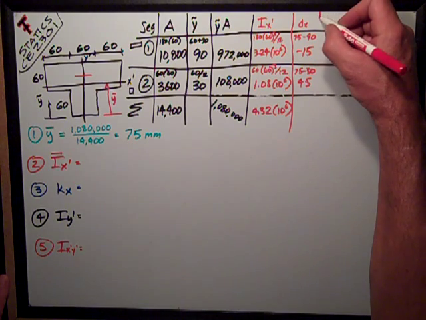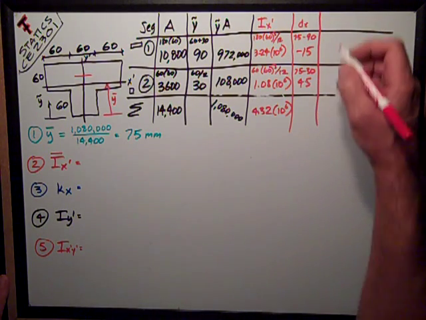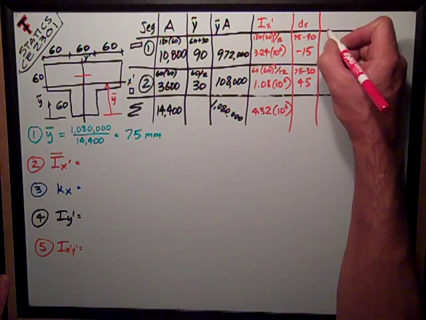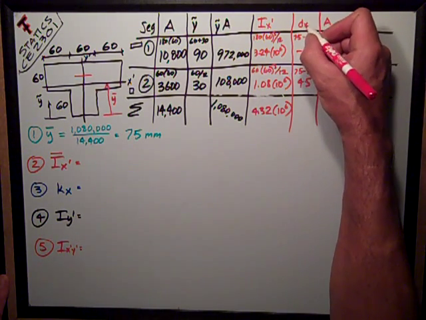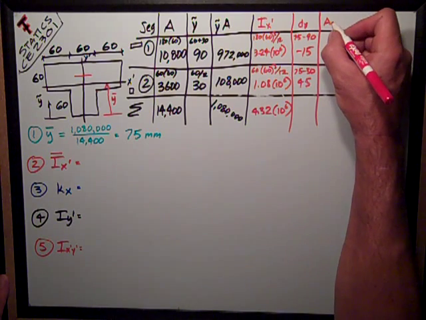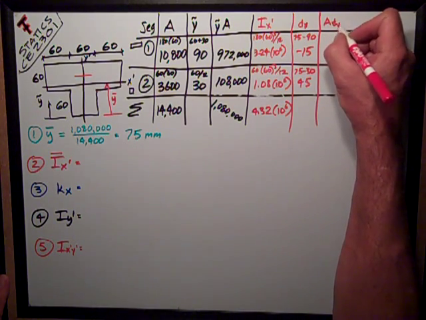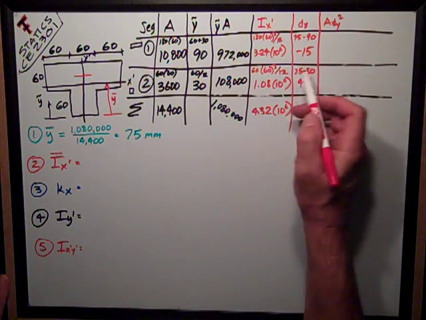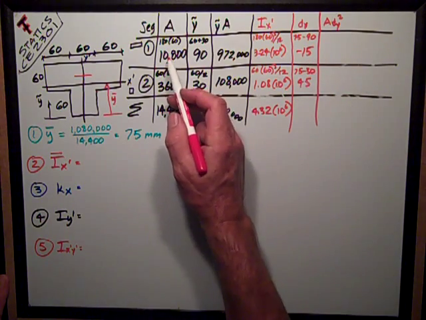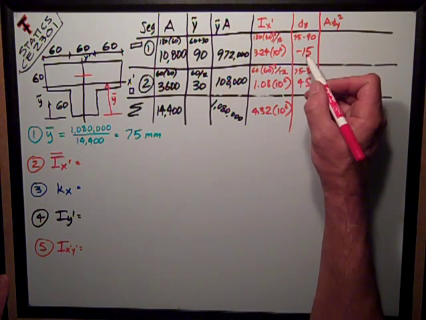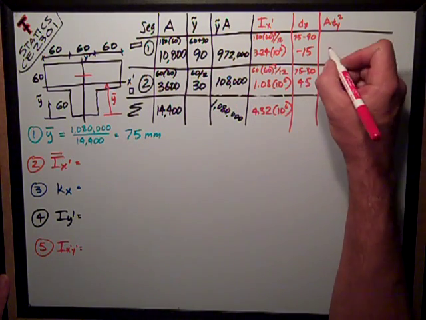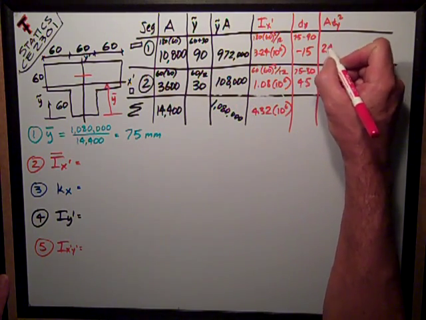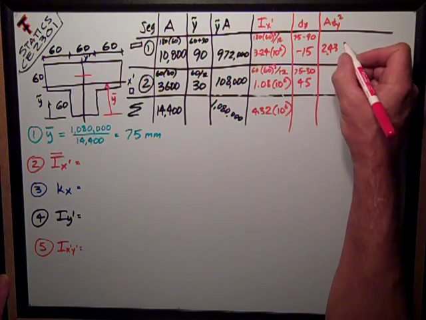Now I need to do my A dy squared term. I'm just going to square that number and multiply it by the area. Negative 15 squared times 10,800 is 2.43 times 10 to the 6th.